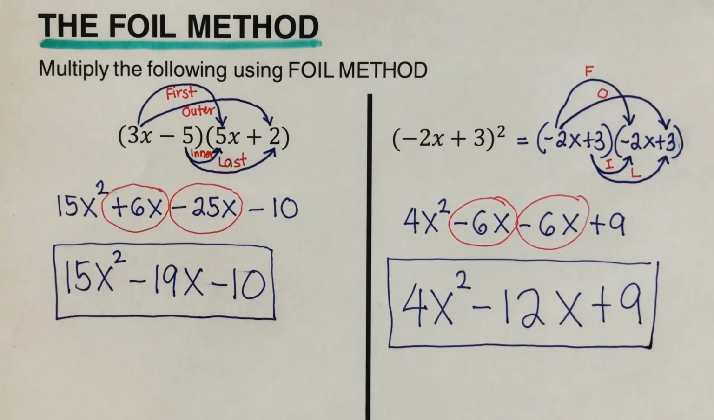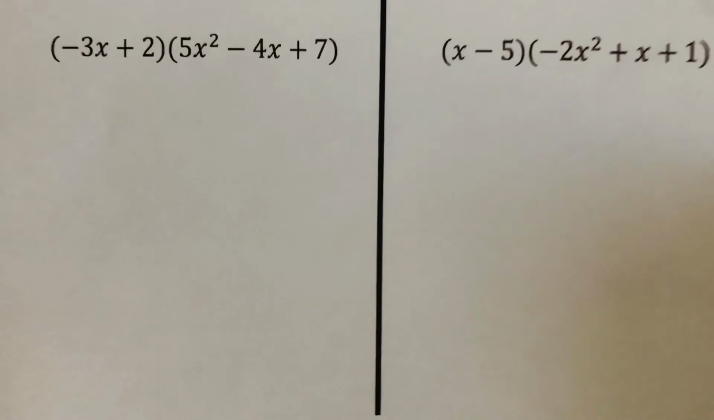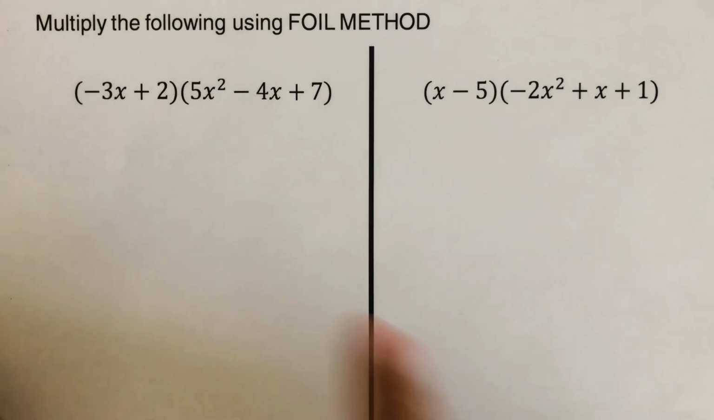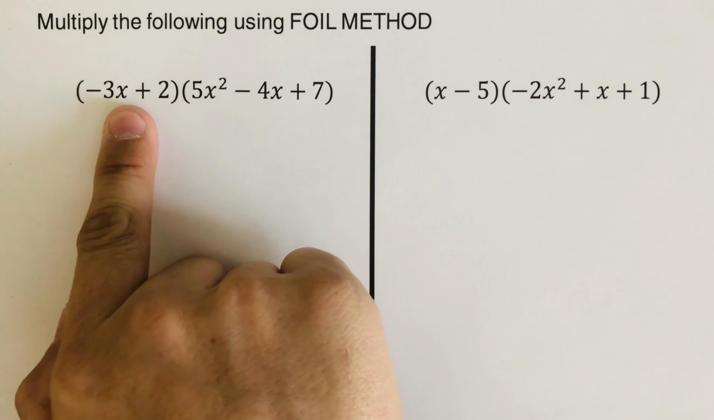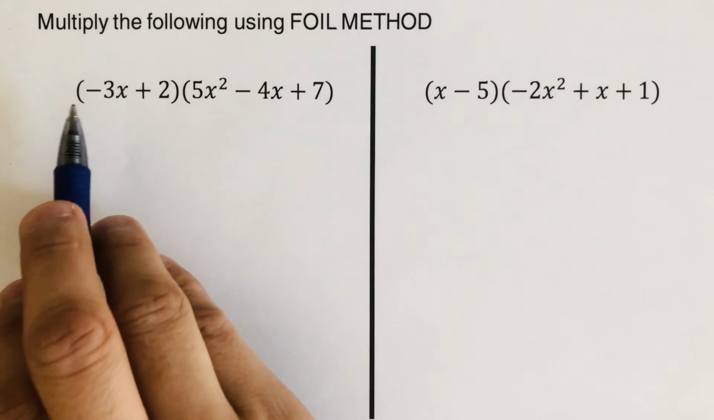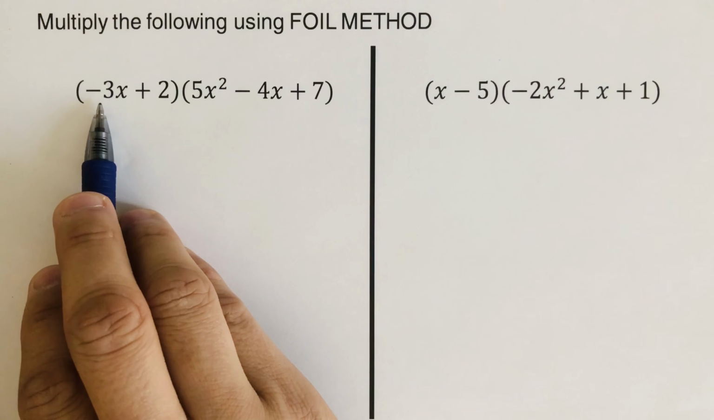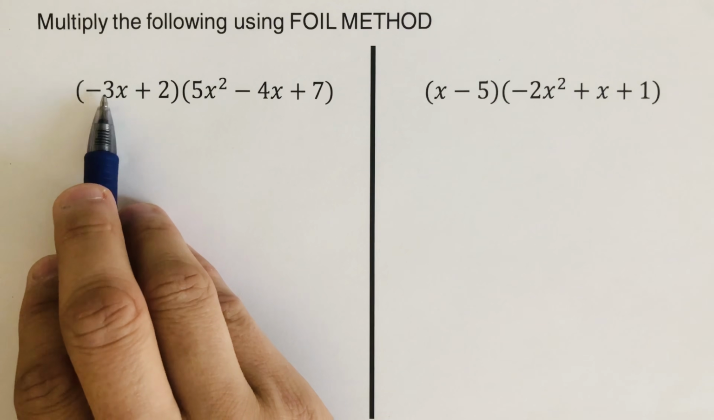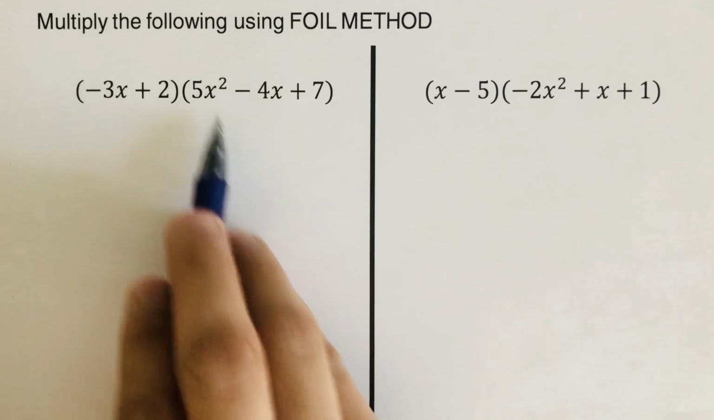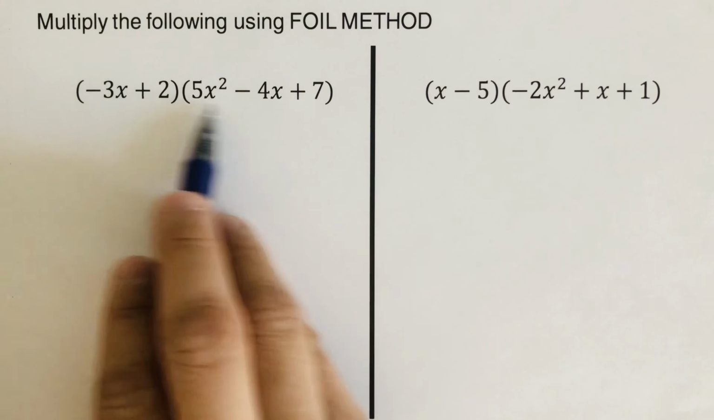Now this FOIL method can be extended with a binomial and a trinomial multiplied together. So in this example that we have here, we're supposed to determine the product between this binomial and this trinomial. So we're gonna do a modified FOIL method for this. We start with negative 3x, and we are going to distribute to each of the terms inside the parentheses of the second, the trinomial.